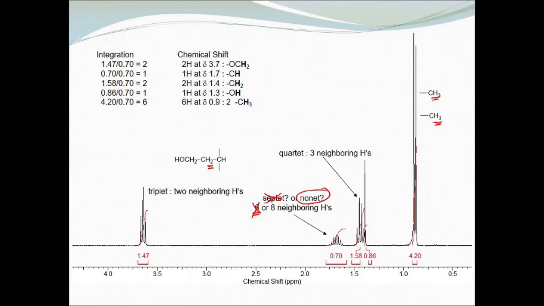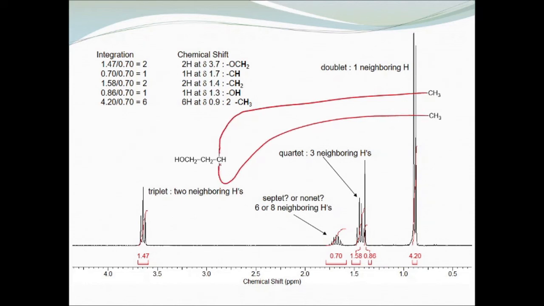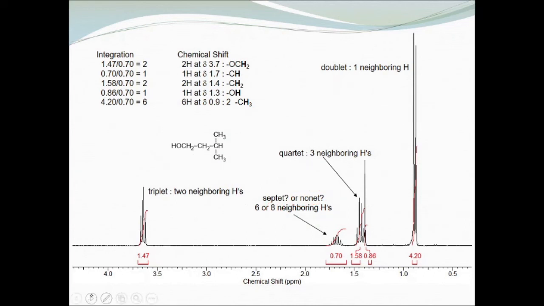Of course, we want to make sure that this part also matches. So we can look at that last peak. It is in fact a doublet, meaning that there is 1 neighboring hydrogen. Those methyl groups are bonded to a CH, which in fact fits. So it's bonded to a CH, which is why it's a doublet. And again, that indicates we have a nonet with 8 neighboring hydrogens. We've got 2, 3 more is 5, 3 more is 8. And so all of the splitting fits, and we have a final structure.